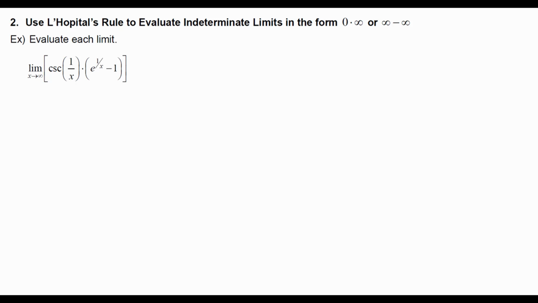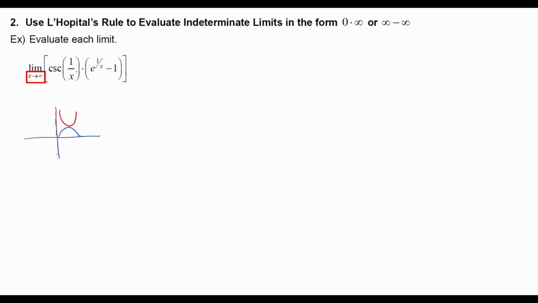Let's look at another example. Limit x approaches infinity of cosecant of 1 over x times e to the 1 over x power minus 1. If I do direct substitution, cosecant of 1 over infinity goes to 0. And cosecant of 0, you have actually a vertical asymptote there. You can remember this is the sine graph and the cosecant graph is above sine. So it looks like that. And actually the y-axis is a vertical asymptote for that.